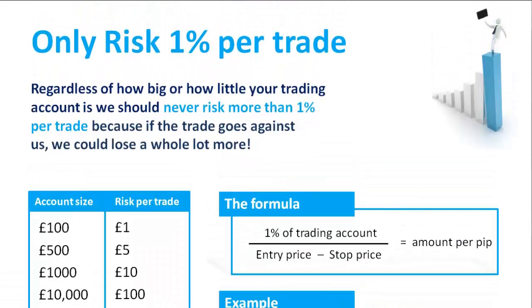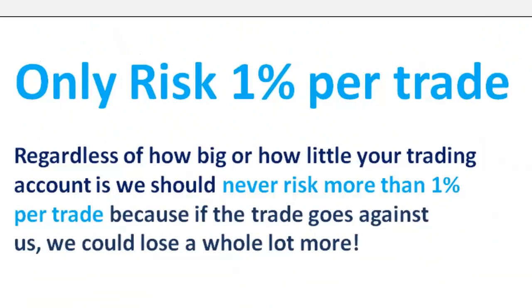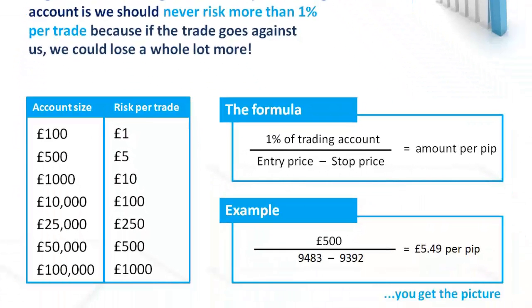So if you cast your mind back, we just mentioned never risk more than 1% per trade. So if you've got a trading account of £10,000, don't risk more than £100 per trade. If you've got a £10,000 account, or dollars for that matter, don't risk more than £100 or dollars on that trade. If you're fortunate enough to start off with £100,000, don't risk more than £1,000 per trade. It's that simple. 1%. And we want to use this 1% in the following formula.